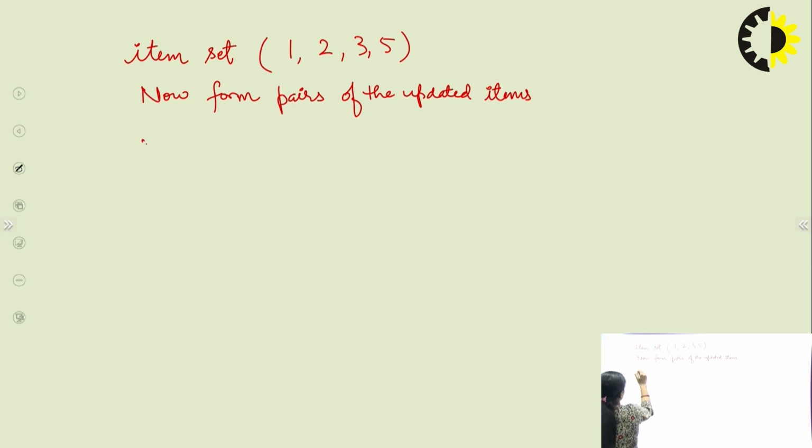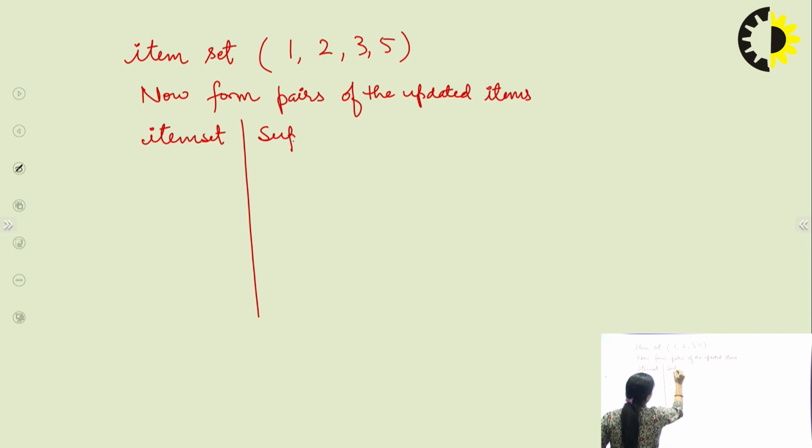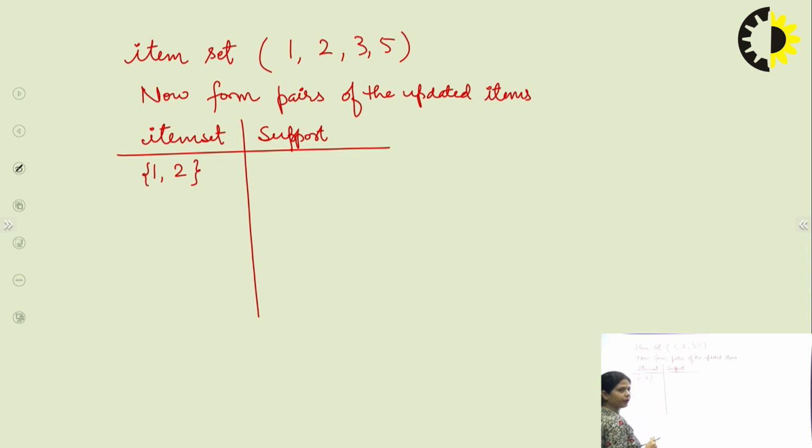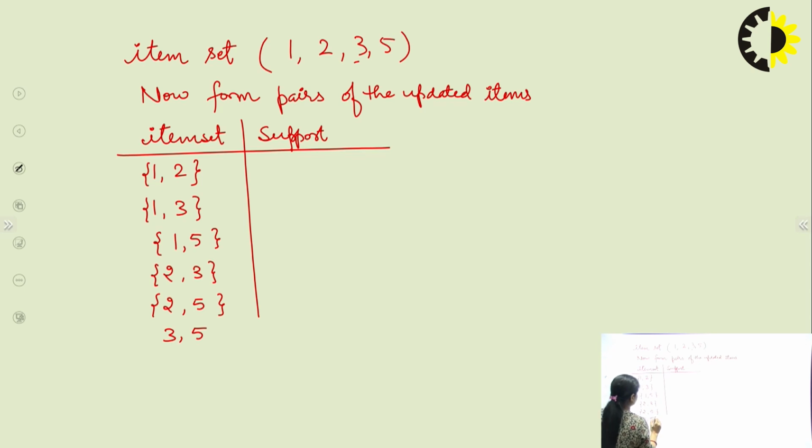So again I will be writing item sets and support. Fine. First pair 1, 2. Next pair 1, 3. Next 1, 5. Then 2, 3, 2, 5, then 3, 5. Right? Okay.